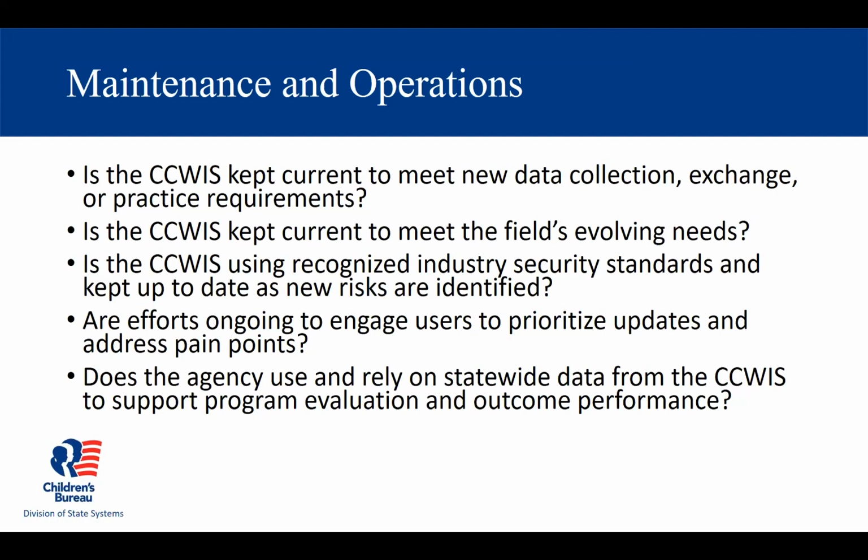Does the agency use and rely on statewide data from the CWIS to support program evaluation and outcome performance? This is really a good marker of the effectiveness and utility of the system, if you can look at this and see if it's doing that. In other words, is the system doing what you intended it to do in these large goal areas? And if not, it's a good opportunity to step back and think creatively about what changes have to be made to improve the system and what enhancements are needed to better support the program. So when you're in maintenance and operations, as we all know, it's a continual cycle of evaluation, assessment, and needed improvements to the system.